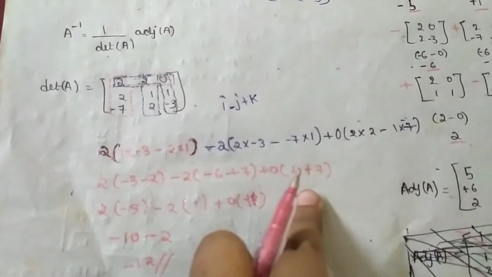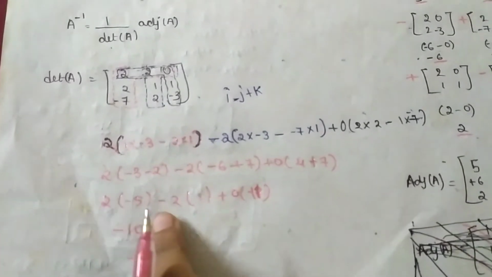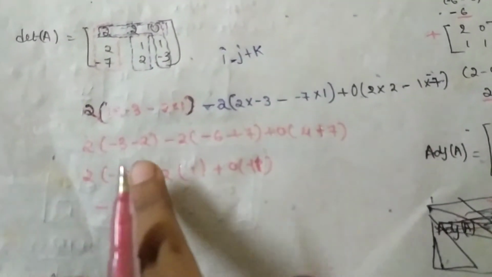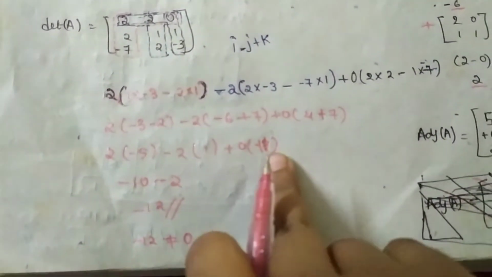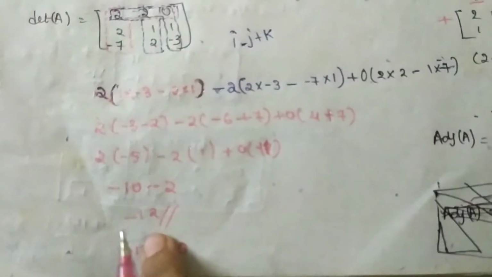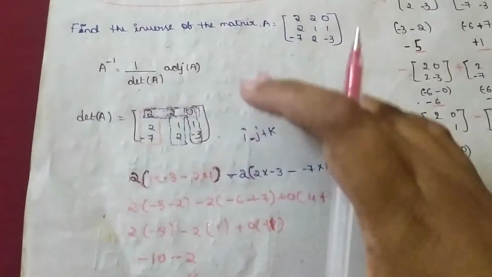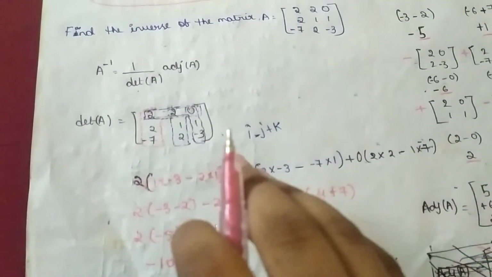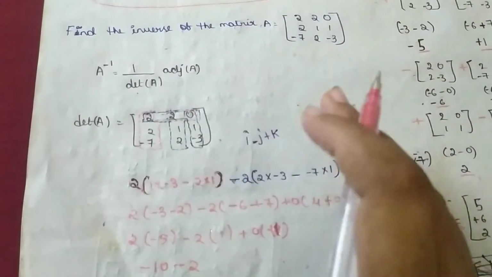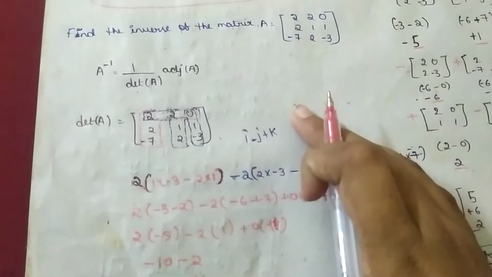Again we are substituting these values. We are doing addition and subtraction, simplification. So we got the answer minus 12. So minus 12, which is not equal to 0. So we found the det value. This is how, if the question is given, we have to find the det. Okay.